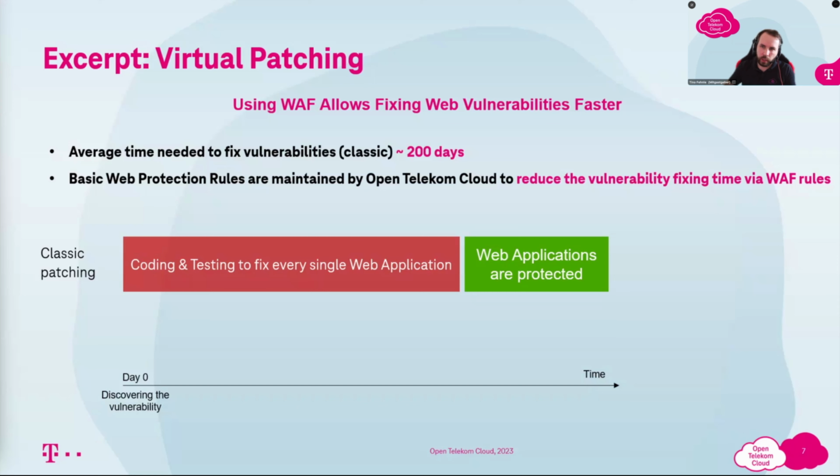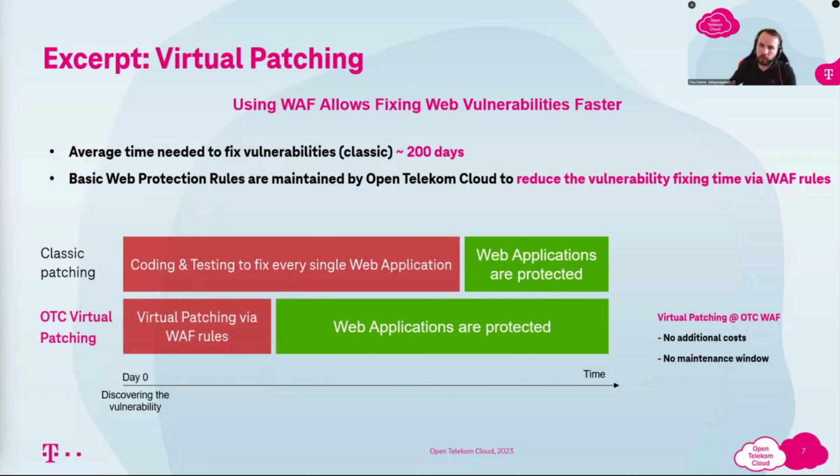When you use virtual patching on OTC, that means once a vulnerability is discovered, we patch the firewall in the backend. And this is also much faster because we have more resources, more personnel in the backend to do so. And your web applications are protected earlier. The advantage for you, of course, is that it's without additional costs. There is no downtime, no maintenance window. So you can just directly focus on your core business and leave the rest to us, and your web applications are then protected.